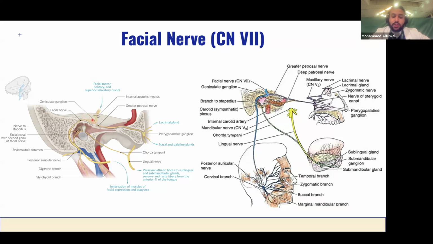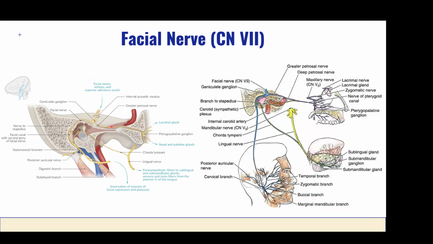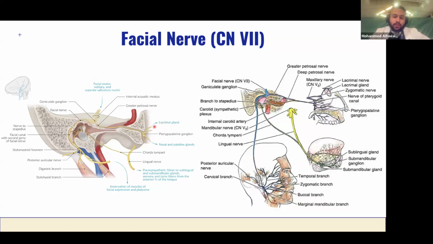It will give this branch, which is the greater petrosal nerve, which does what? Parasympathetic. Yes, to what? The salivary glands. Good. Not submandibular, it's the palatine. Submandibular is a bit later. But good job. It's parasympathetic to lacrimal. I want you to remember, very importantly, the lacrimal gland. Okay, good. Then it will go through the facial canal.